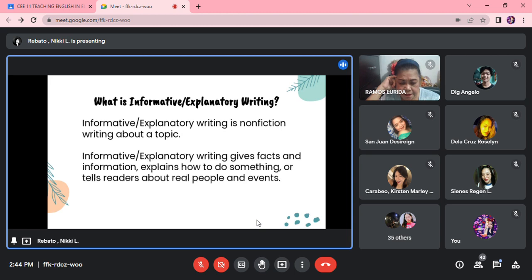Okay, let's start. What is informative explanatory writing? Informative explanatory writing is non-fiction writing about a topic. Informative explanatory writing gives facts and information, explains how to do something, or tells readers about real people and events. So, the primary purpose of informative explanatory writing is to increase knowledge.